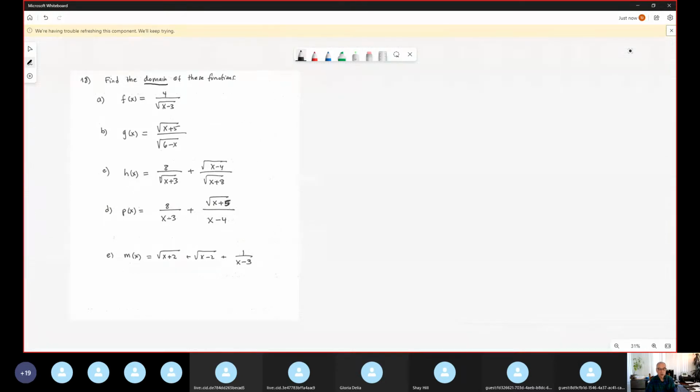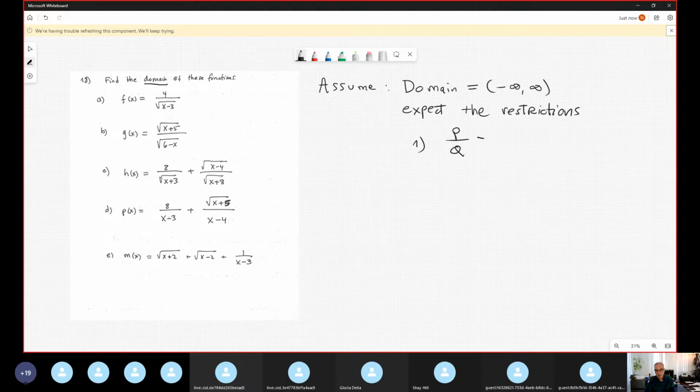What should I do? You assume that the domain is all real numbers except the restrictions. And the restrictions we have in these situations. Restriction number 1, P divided by Q, a fraction. The restriction is Q never would be 0, no 0.